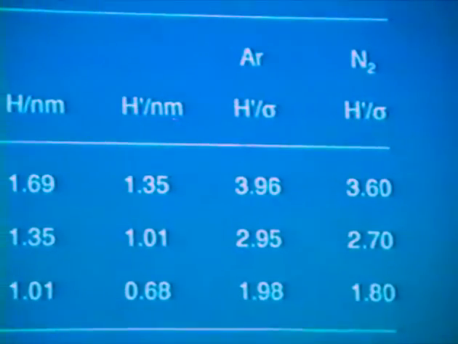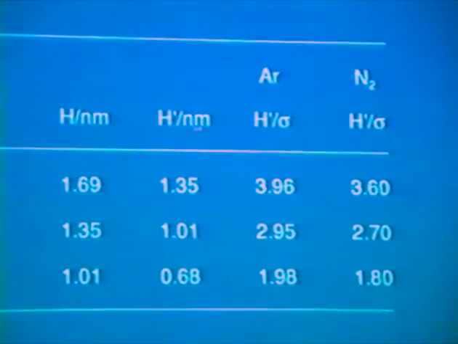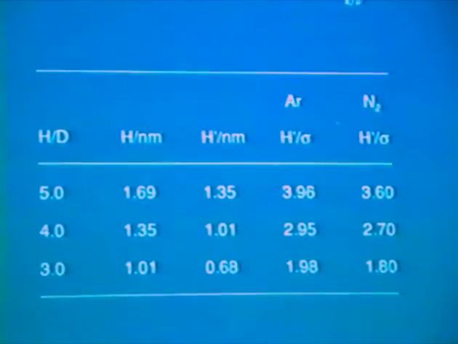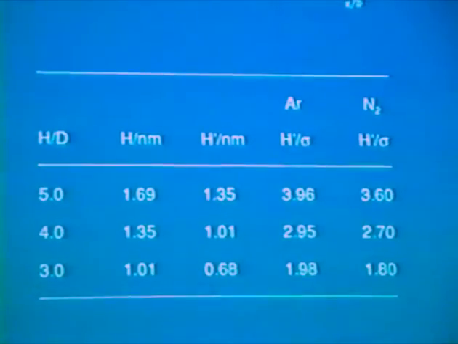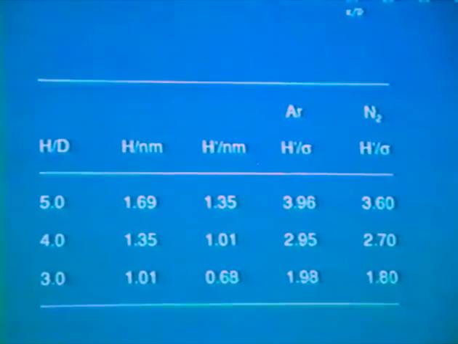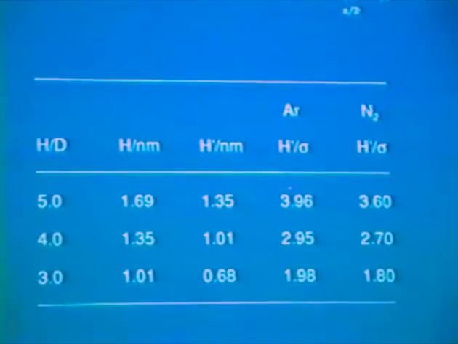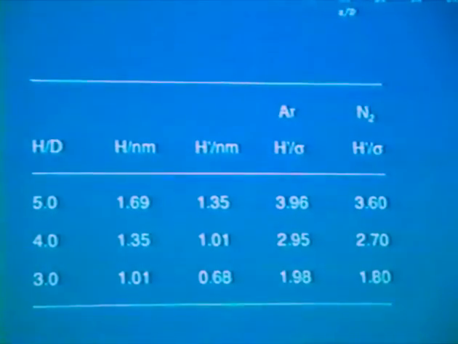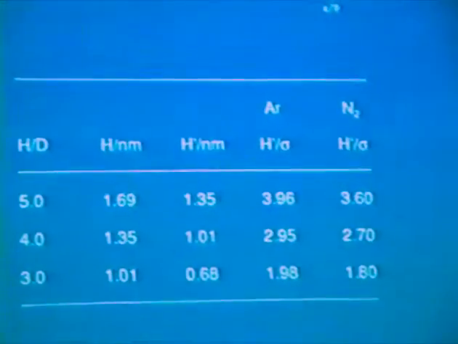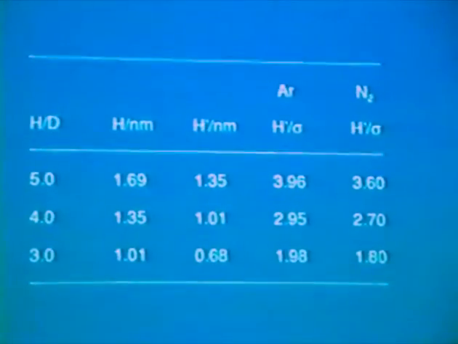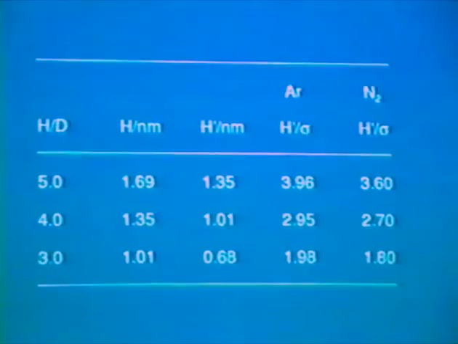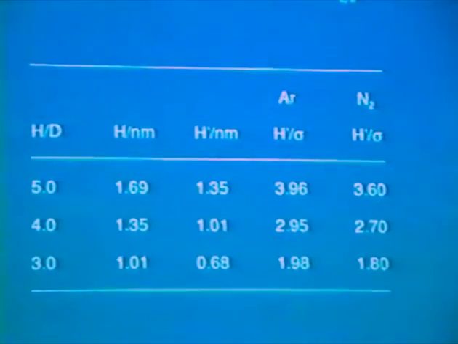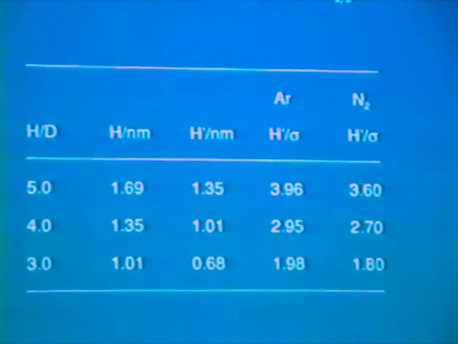The interesting values in this column are the actual dimensions which the molecules can get into, and over on the far right here are the H prime over sigma values for argon and nitrogen. The point here is that for argon, the H over sigma is very nearly integer. So if argon packs as a face-centered cubic lattice into these slit-like pores, this near integer value means that you can get an integer number of layers of the FCC lattice. But you can see that that isn't the case for nitrogen. That's not going to fit so comfortably.